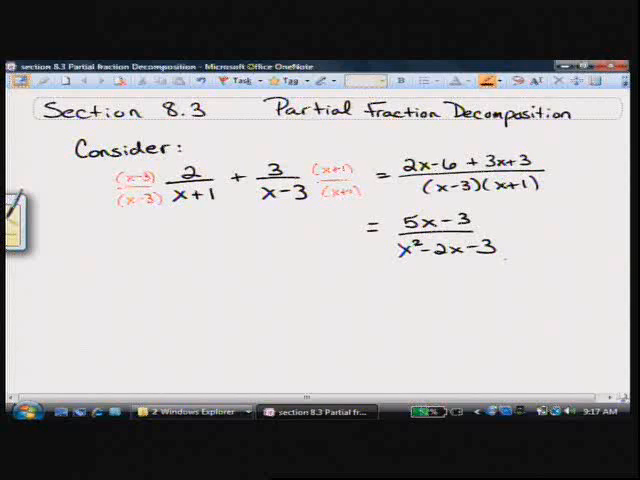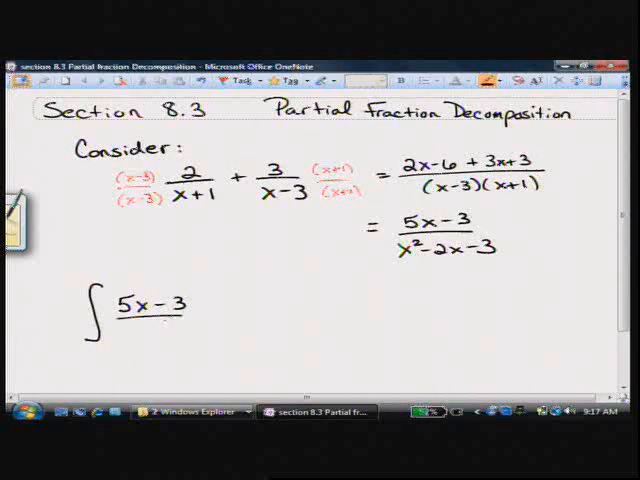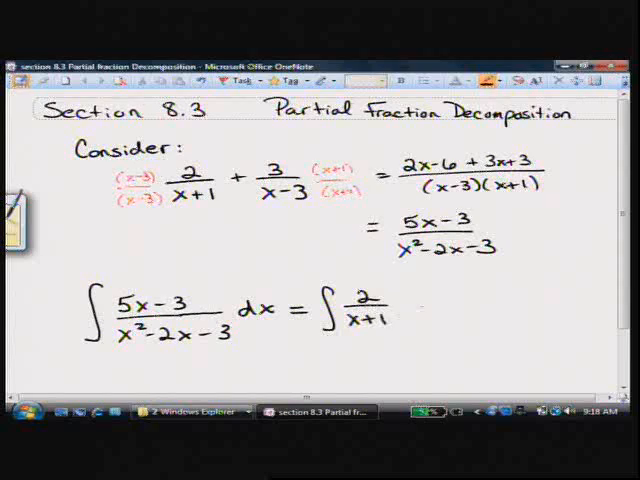We haven't done anything. We just moved furniture, right? So what happens in this section is if you were asked to integrate a problem like this, you couldn't just do a u substitution. You could do u equals x squared minus 2x minus 3, but then you'd get 2x minus 2, and that wouldn't work for the 5x minus 3. What would be helpful, though, is if you recognize that 5x minus 3 over x squared minus 2x minus 3 can be written as 2 over x plus 1 plus 3 over x minus 3. If you recognize that, then these you can integrate, right?